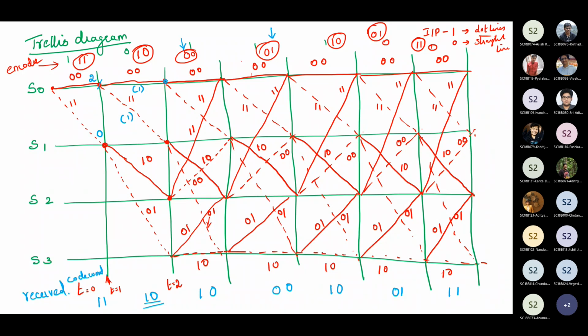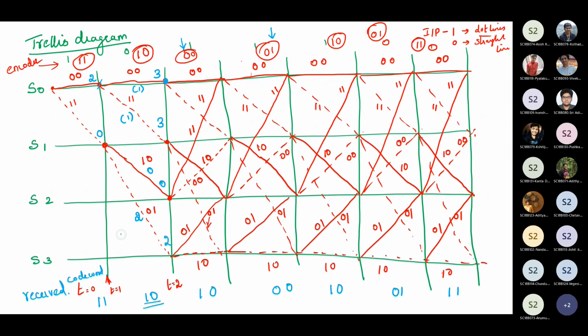So at this node, only one line is there. The starting node value is 2, and the weight of this line is 1. So 2 plus 1, this value will be 3. Similarly, 2 plus 1, this value will be 3. Next one is 1, 0. This line is 0, 1, here it is 2. So 2 plus 0, this line is 0, here it is 2.